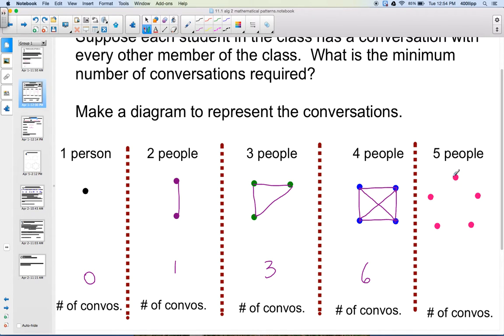5 people, we have 1, 2, 3, 4, 5, 6, 7, 8, 9, and 10. 10 conversations going on between 5 people talking.